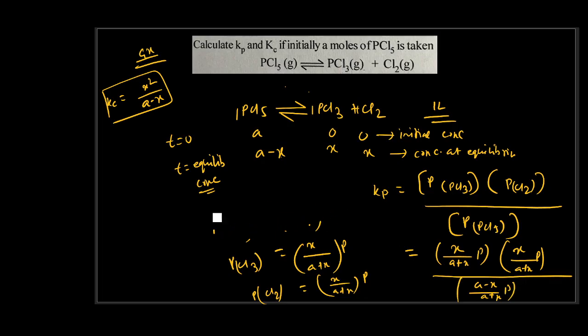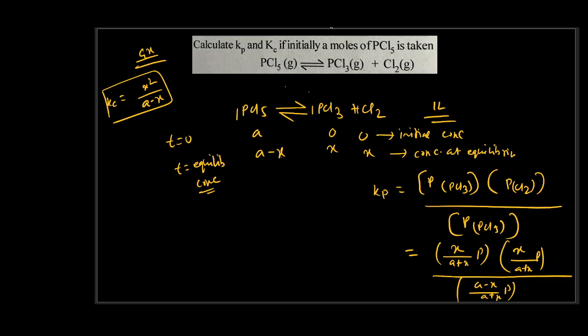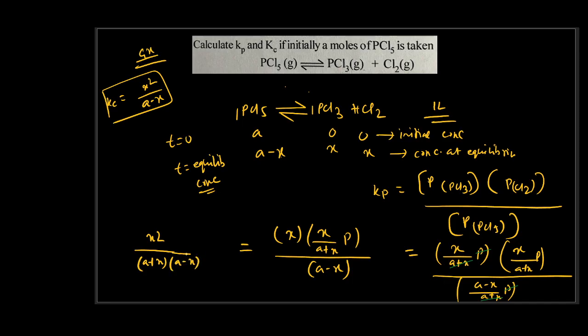If you cut this, this is cancelled, and one P, another P is cancelled. So what is left? X in the numerator, A plus X into P in the denominator, and A minus X. So this is left after cancelling. Rearranging it, we get X square, then A plus X goes down, and the denominator will be A plus X into A minus X, and P is there.